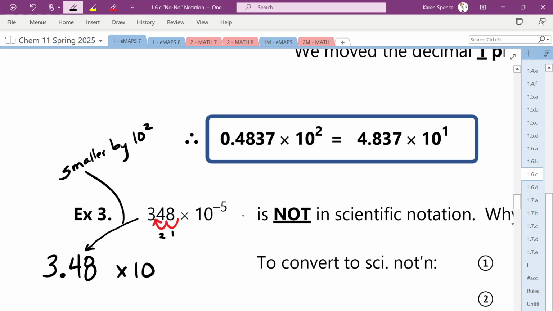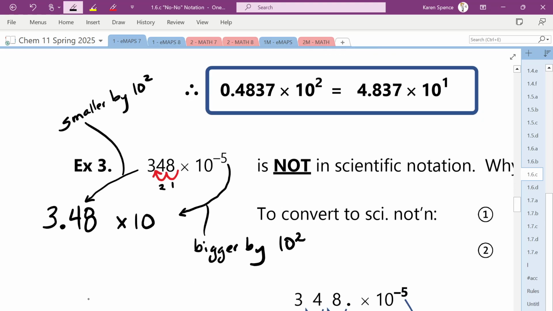So now our power of 10 has to get bigger by 10 to the 2. Now, here's a question for you. Is that going to be 10 to the negative 3 or is that going to be 10 to the negative 7? Which one is bigger? 10 to the negative 3. Just remember when you've got negative exponents, the smaller the exponent, the bigger the actual number. Okay?